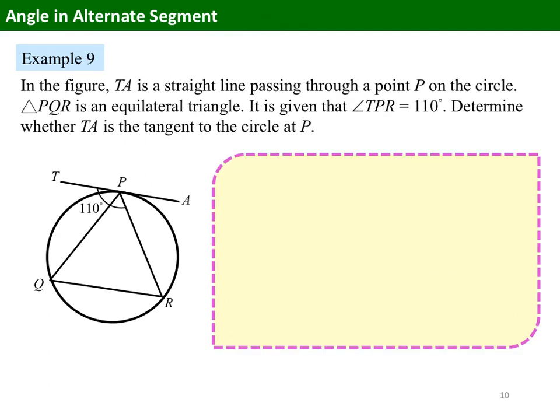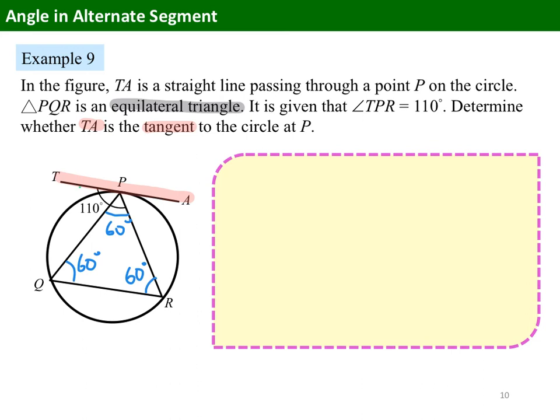Example 9. The keywords, and the question is whether TA is tangent or not. Since triangle PQR is an equilateral triangle, each angle equals 60 degrees. It is the property of it.